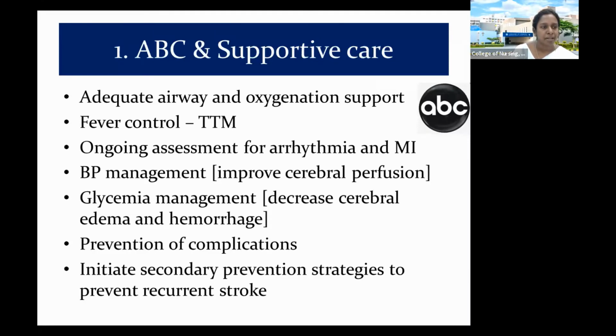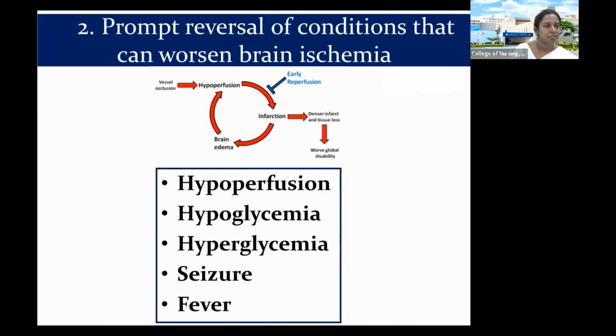Fourth one is blood pressure management. Even if their BP is really high, we don't reduce it drastically because we want the brain to be perfused adequately. So BP management, we will see how we are doing it. Glycemia control, again, both hypo and hyperglycemia have been proved to cause a worsened cerebral edema. So we have to make sure that both hypo and hyperglycemia are brought to a normoglycemic state. The last one being prevention of complications and how we initiate secondary stroke prevention strategies to prevent recurrent stroke.